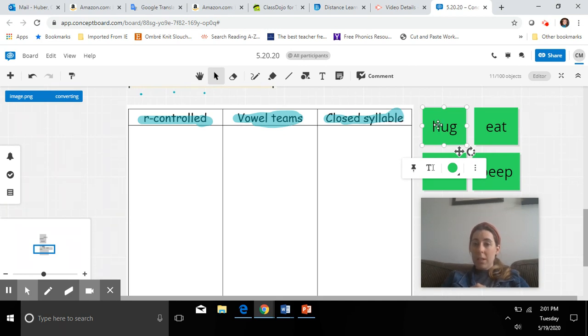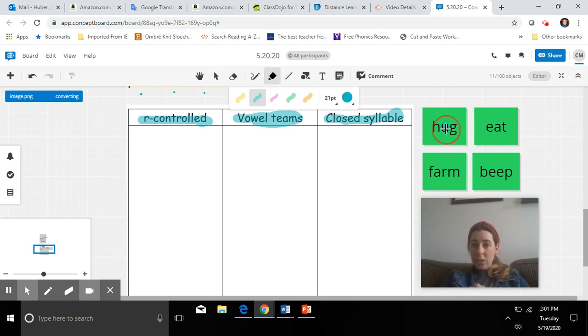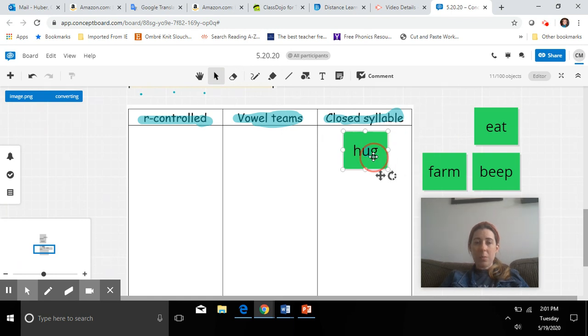Vowel team. Does this word have a vowel team? That's two vowel letters together. Let me see. I see one vowel here, letter U. Are there any other vowels in this word? No, so it will not go here in vowel teams. So it must be a closed syllable word. I know it's a closed syllable word if it has one vowel and that vowel is followed by a consonant.